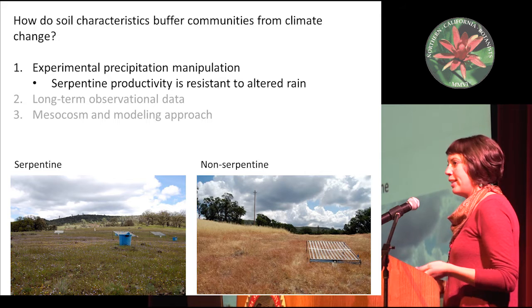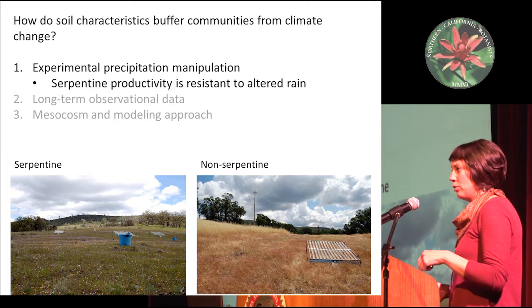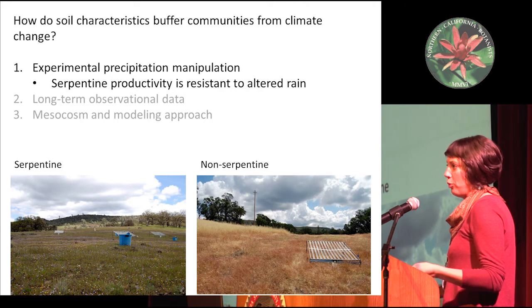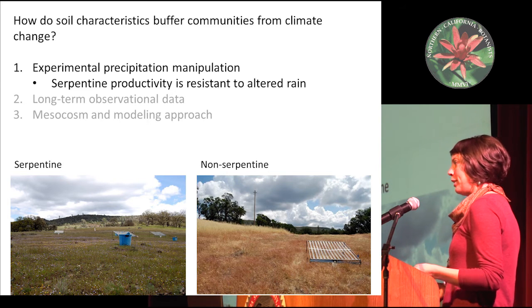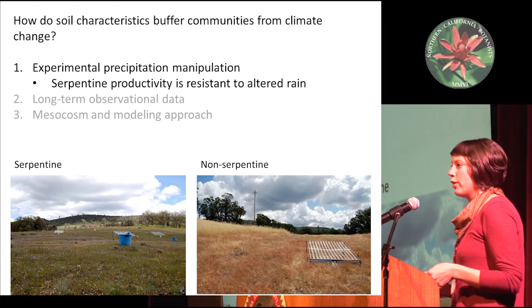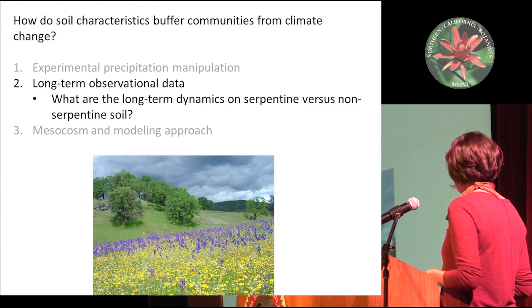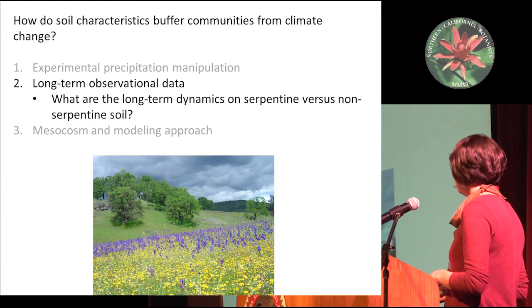So it suggests that, at least in terms of productivity, these stressful communities might be more resistant to climate change than others. But we still don't really know what that means in terms of species composition or their long-term dynamics, which is where the next section comes in.